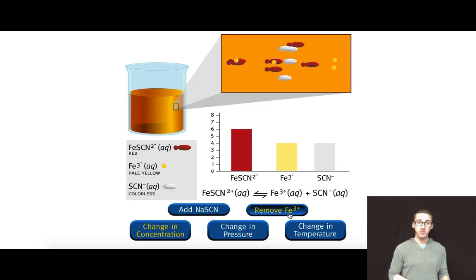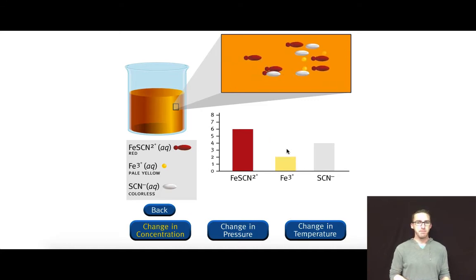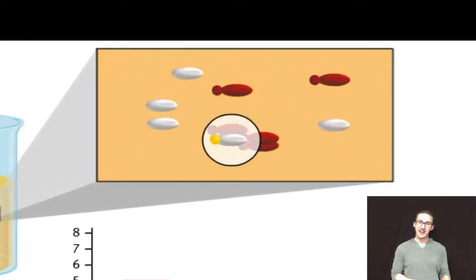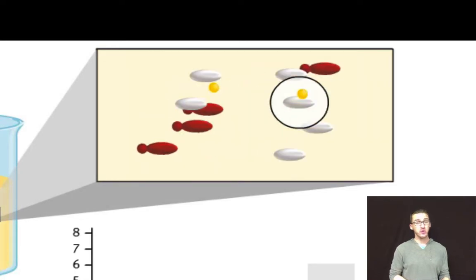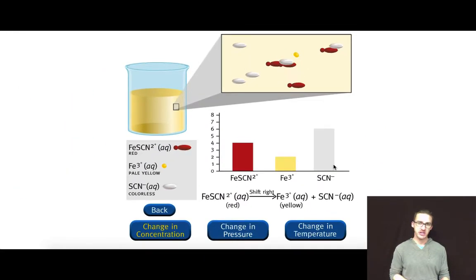Think about this same equilibrium reaction between iron thiocyanate ion and the iron 3 and thiocyanate ion. This time I'm going to remove some of that iron 3 ion. Notice what's going to happen here. The reaction will shift to the right to reestablish equilibrium. Again, notice what's happening with the color here. We've used up some of that red iron thiocyanate ion and formed more iron 3, causing a less red, more yellow color.